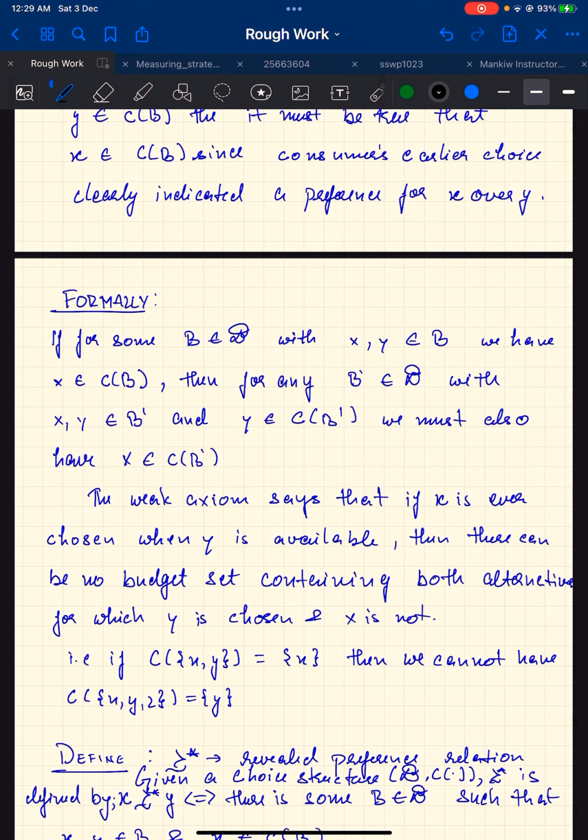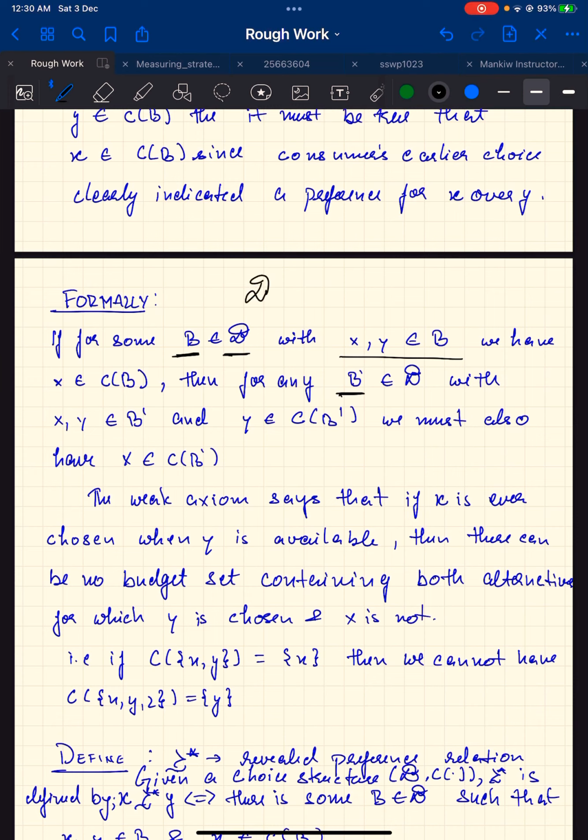We're saying that if for some budget set B in curly B with X and Y both belonging to the budget set B, we have X in the choice set of B, then for any other budget set B prime in curly B with X, Y belonging to B prime and Y belonging to the choice set of B prime, we must also have X in the choice set of B prime. So again, what we are saying is that individuals' choice behavior will display some consistency.